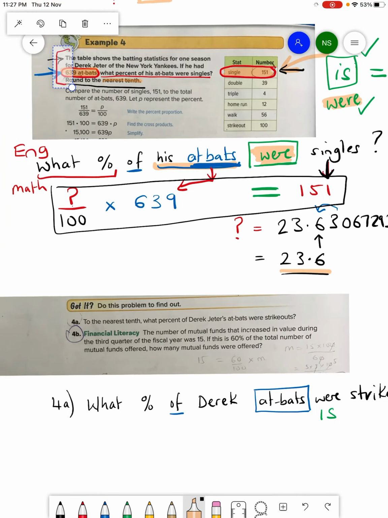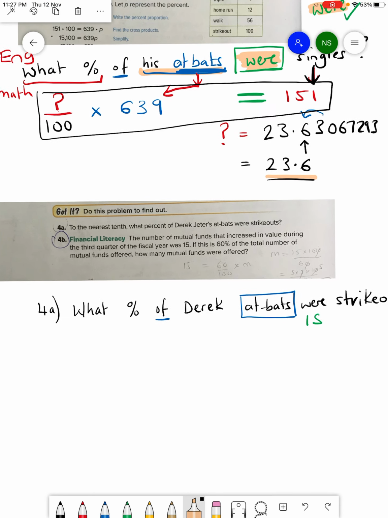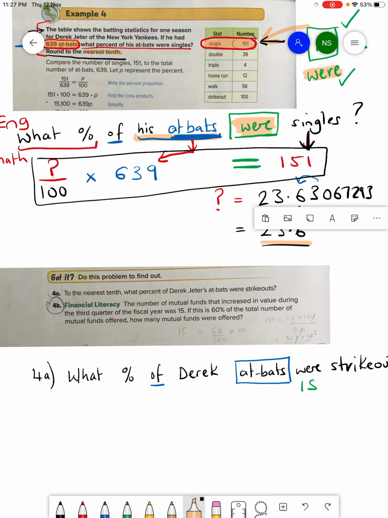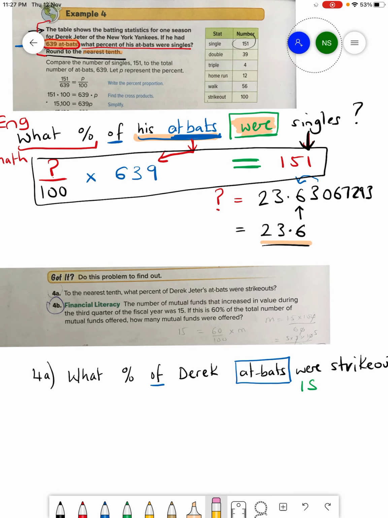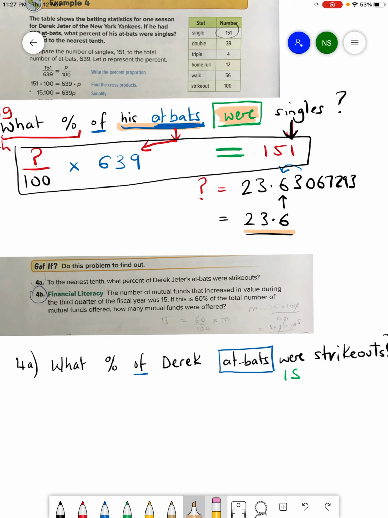So now pause the video and see if you can do question Got It 4A. Now you need the same table here. So I'll get rid of all of this. Again, I've written the question to start you off. Be careful with this: you don't want to get your final answer and then not write it to the nearest tenth. To the nearest tenth, what percentage of Derek Jeter's at-bats were strikeouts? I've written the word is there to help you. Again, pause the video and have a go.